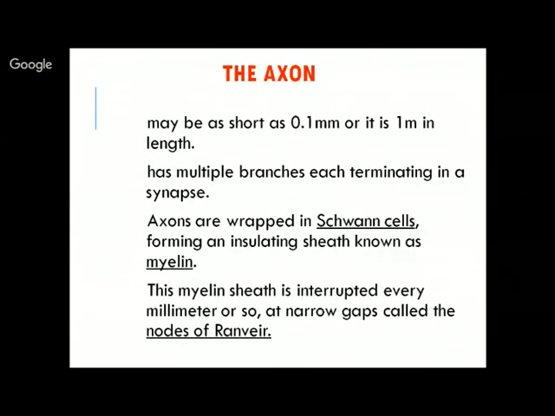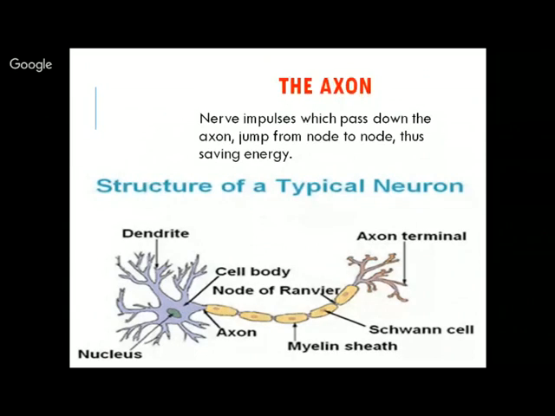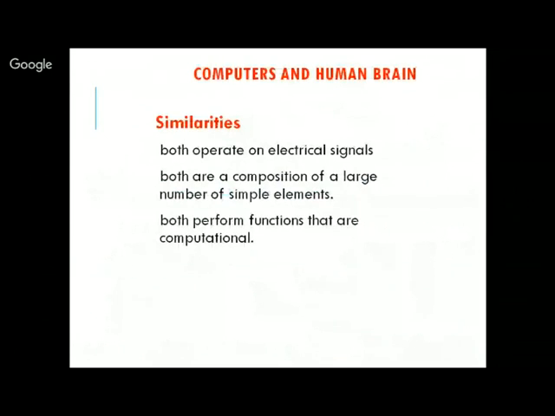This is the axon. Axons can be as short as 0.1 millimeter to 1 meter in length. They are connected by means of Schwann cells and nodes of Ranvier. I'm not going into the details of all this. We have seen each neuron has input structures and output structures which carry signals in and carry signals out, and it has a cell body which will have all these molecules in it.